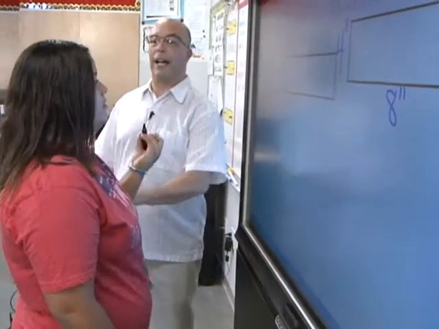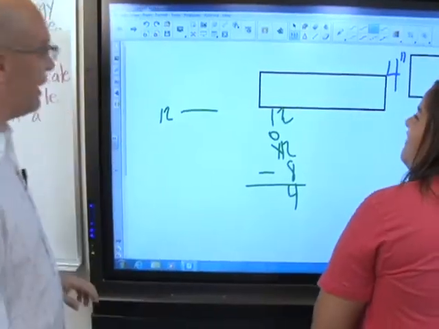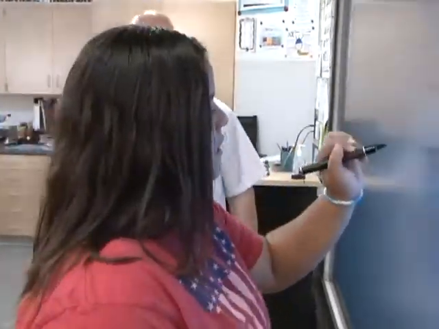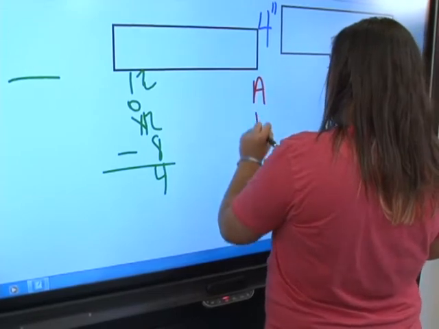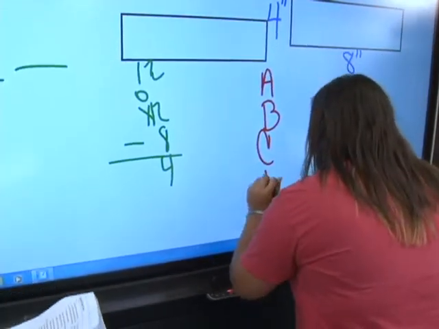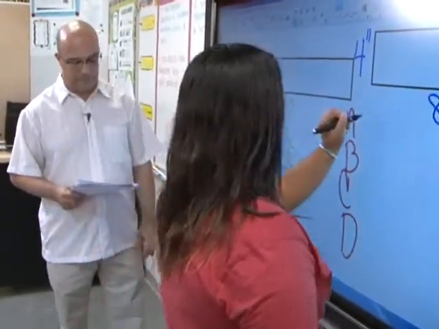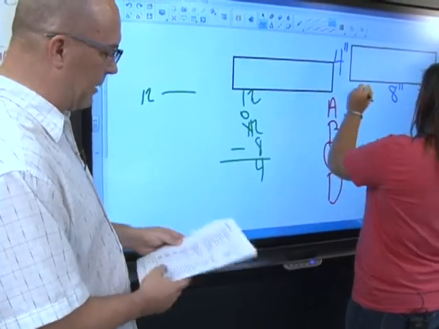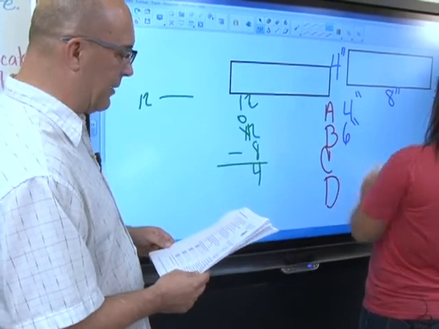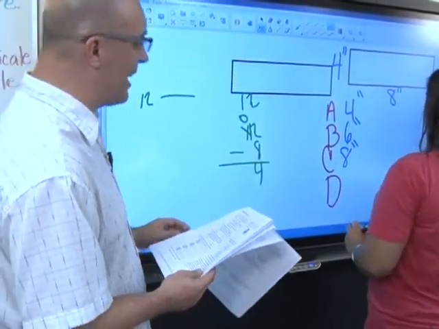I didn't tell you there were options available for the answer. So if you would be so kind as to put A, B, C, D. A is 4 inches. B is 6 inches. C, 8 inches. And D, 10 inches.